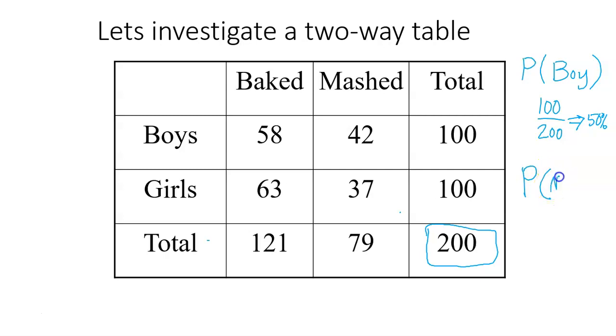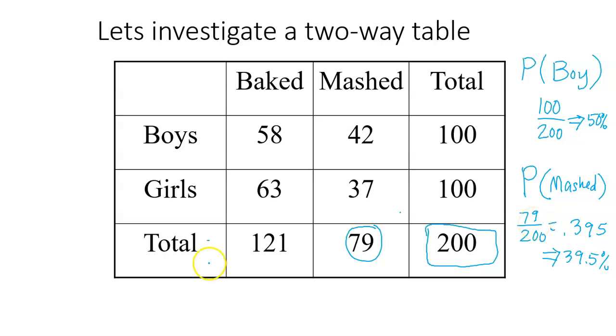What would be the probability that we draw out a person who prefers mashed potatoes? Okay, so the probability that the person prefers mashed potatoes would be the total number that prefer mashed over the total number that are in the study. So this would be 79 divided by 200, which is equal to 0.395, which would be 39.5%.